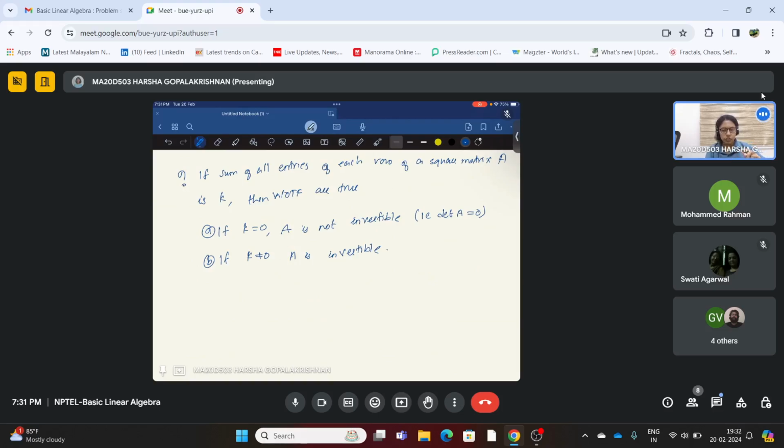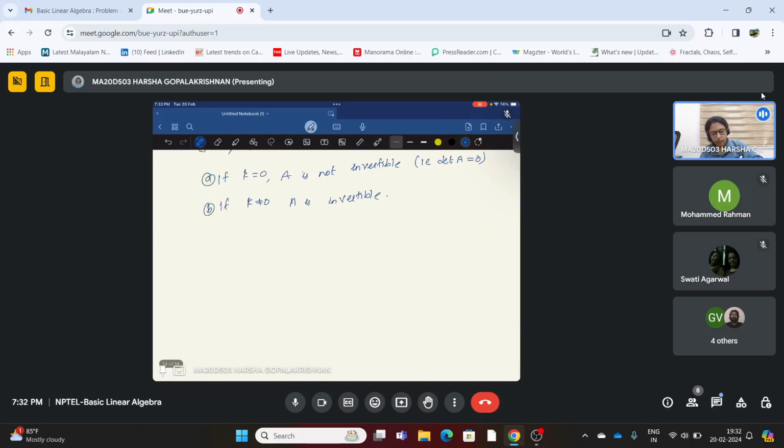Any guess on the first question? Yeah. First one is true. Can anyone tell the reason why it is true? The sum of rows is 0, then A is not invertible. Okay, let me explain that.